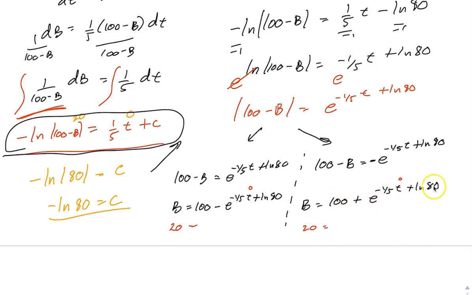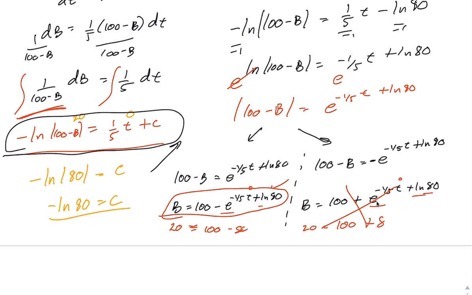If I do this, I can simplify it all the way down. I'm going to get e to the natural log of 80, and e to the natural log of 80 is just 80. So I'm going to get more than 20 here: 100 plus 80. That's all this is going to be, because this and this cancel out. So it's not this one. And on this one, if I did it, it would be 100 minus 80, because these would cancel out.